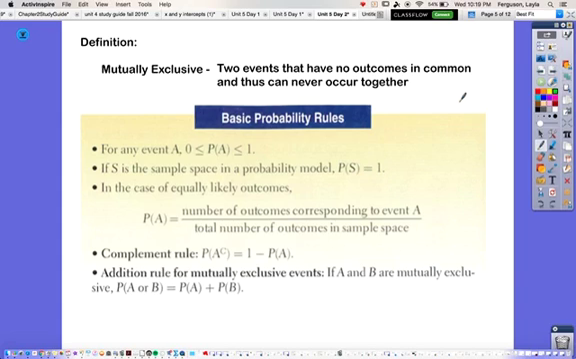The complement rule means basically anything that is not A, so you can find the probability of A complement, this little c means complement, and that would be 1 minus the probability of A. Addition rule for mutually exclusive events: if A and B are mutually exclusive, which means that they can't happen at the same time, the probability of having an A or a B is probability of A plus the probability of B. So an OR is always going to be an addition.